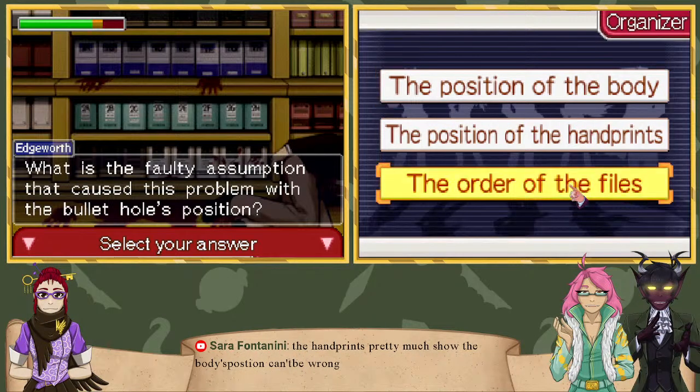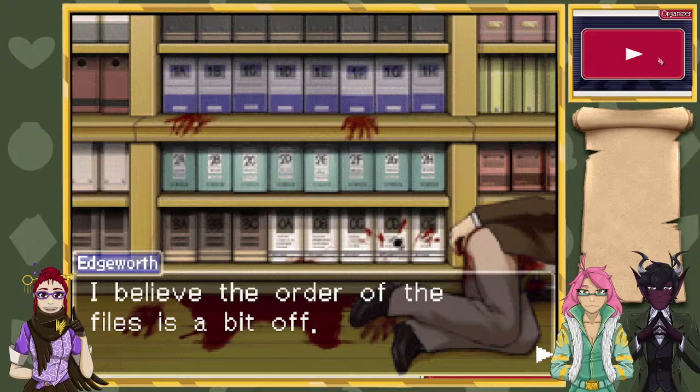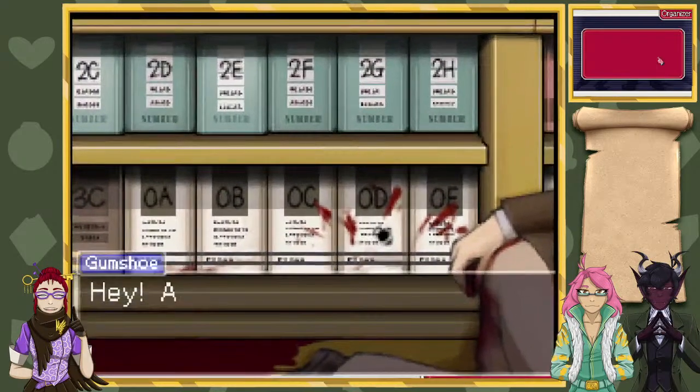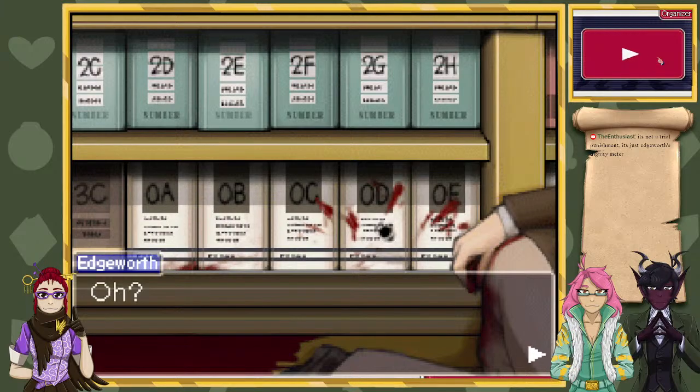Order of the files. The order of the files is a bit off. You mean I put them back in the wrong order just now? Hey! Actually, I think the labels on the files are wrong, sir! Oh, okay, it's the labels themselves. So it wasn't Gumshoe's fault. They screwed with him.